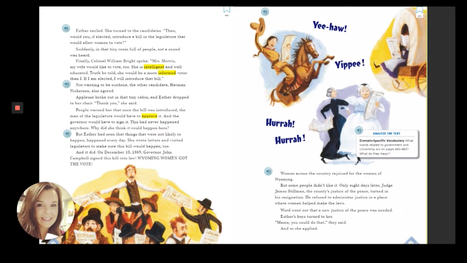"Thank you," she said. People warned her that once the bill was introduced, the men of the legislature would have to approve it, and the governor would have to sign it. This had never happened anywhere. Why did she think that it could happen here? But Esther had seen things that were not likely to happen every day. She wrote letters and visited legislators to make sure this bill would happen too. And it did. On December 10th, 1869, Governor John Campbell signed this bill into law. Wyoming women got the right to vote.